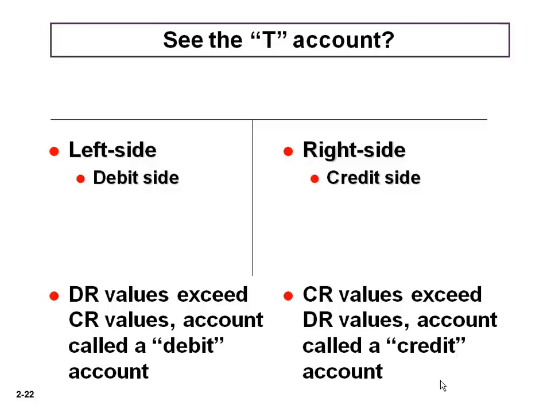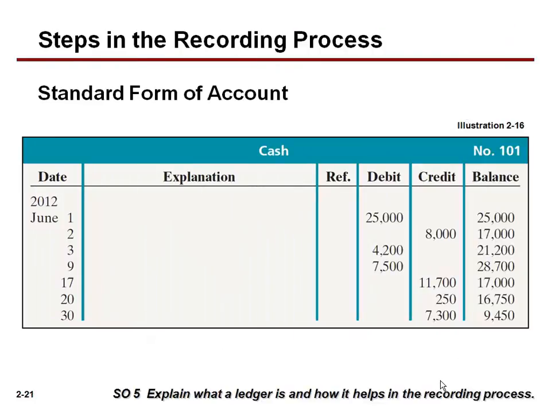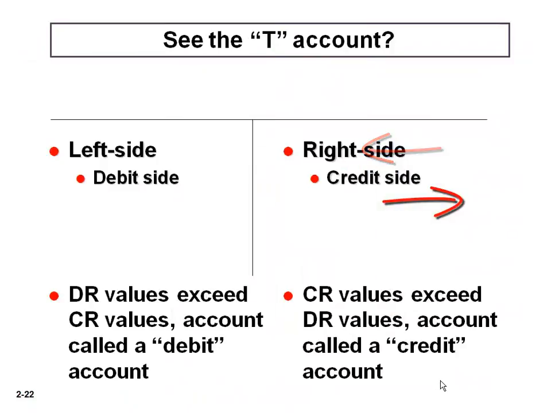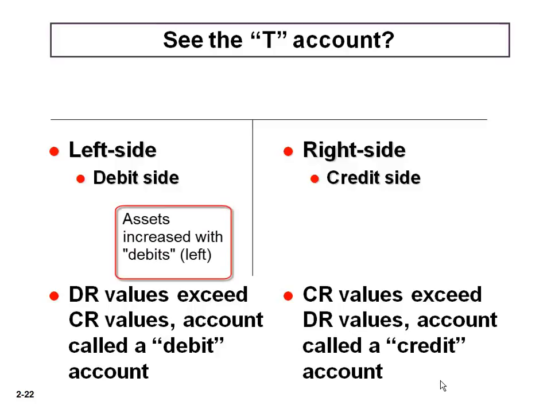Did you see the T account in that ledger? Debit left, credit right: left side, debit side; right side, credit side. For cash, we'd expect there to be a preponderance of debit entries and have a debit balance, therefore. Cash would be a debit account.